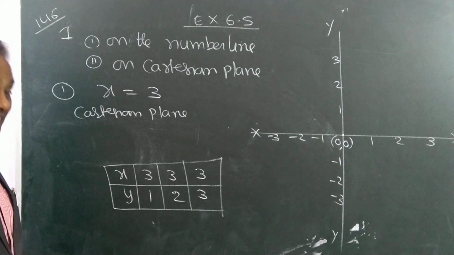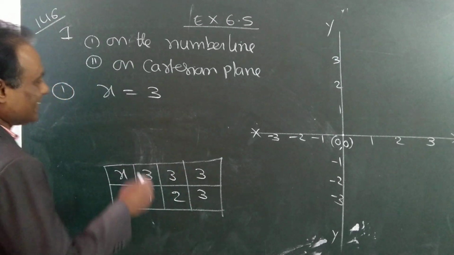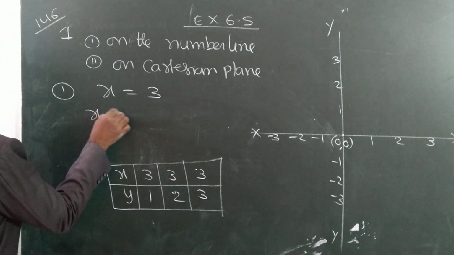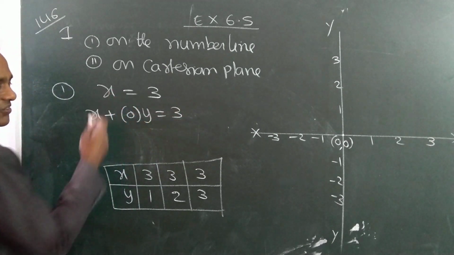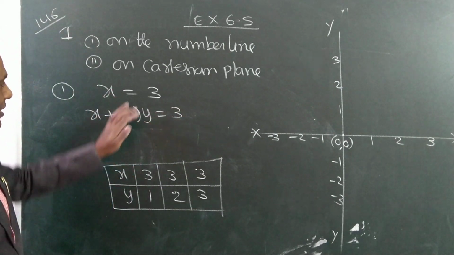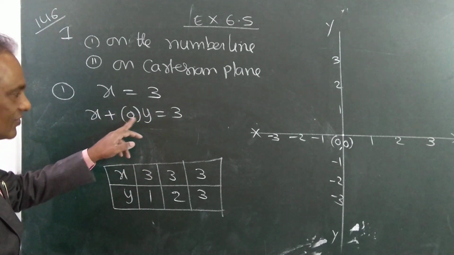If you have any confusion, I will change it like this. x plus 0 into y I will write. 0, because there is no y. 0 into y is 0 only. So x is equal to 3. Same I wrote like this. 0 into y is 0 only.